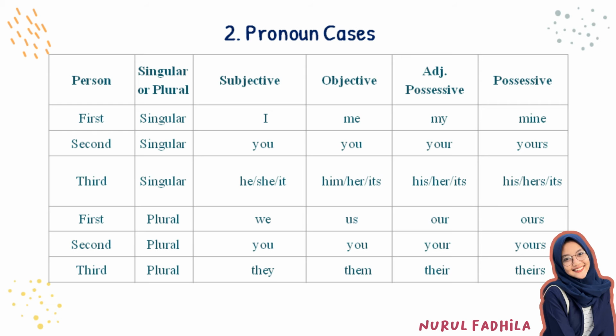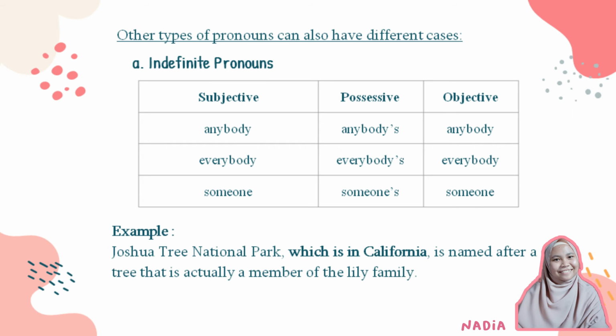And the last, for the third person plural: they as subjective, them as objective, their as adjective possessive. Other types of pronouns can also have different cases. A. Indefinite pronouns. Subjective: anybody. Possessive: anybody's. Objective: anybody. Subjective: everybody. Possessive: everybody's. Objective: everybody. Subjective: someone. Possessive: someone's. Objective: someone's.